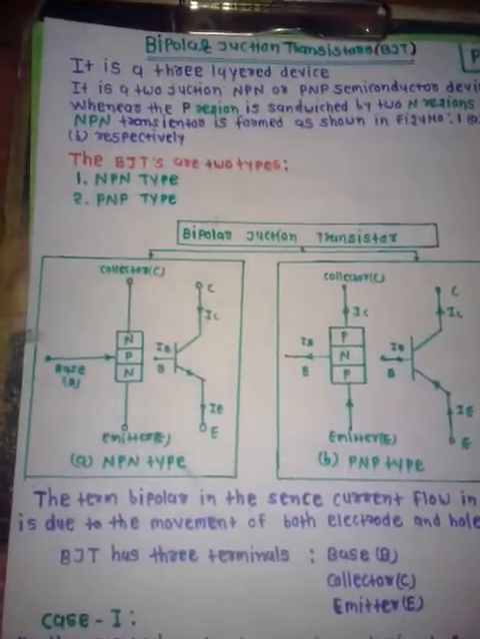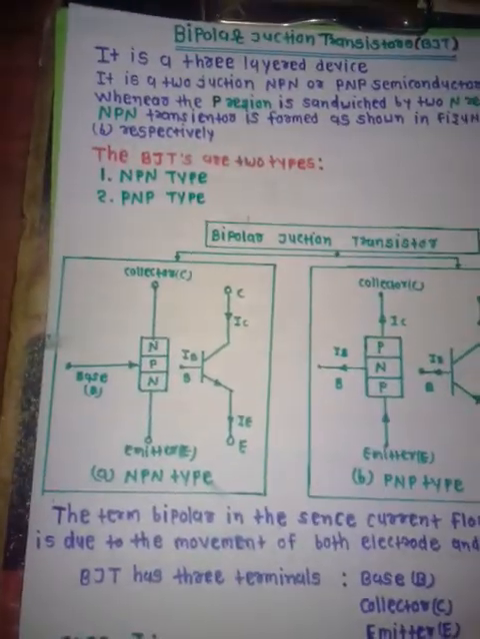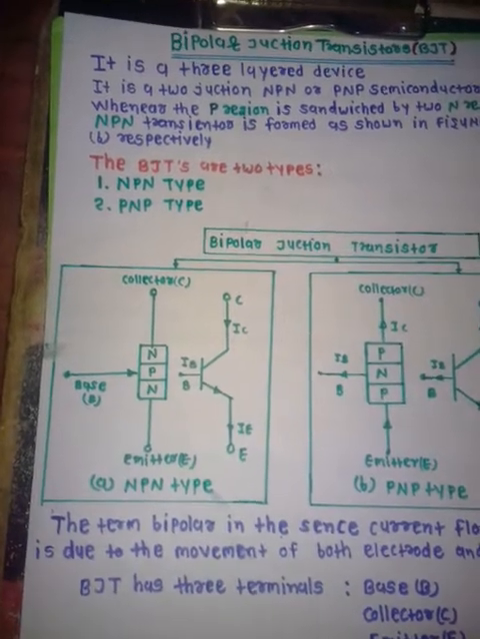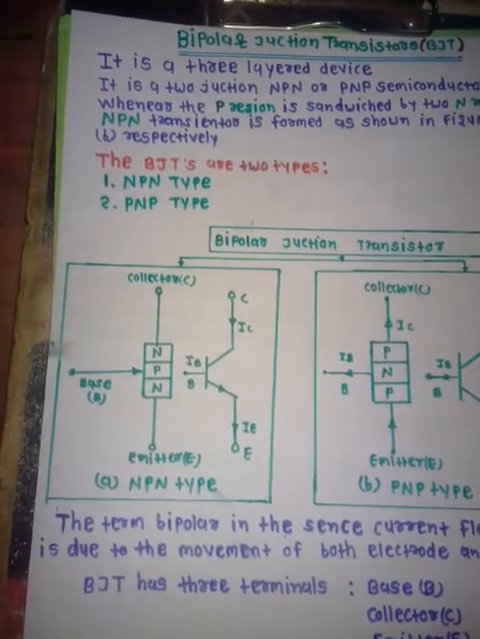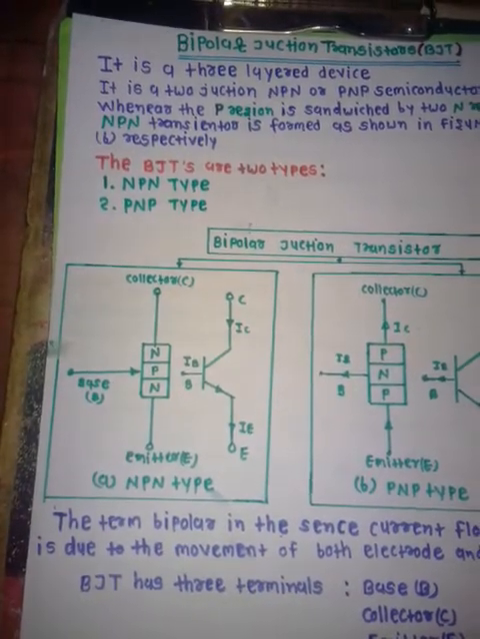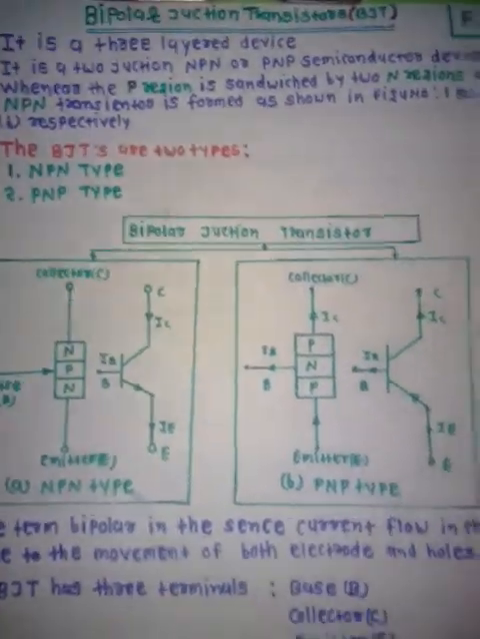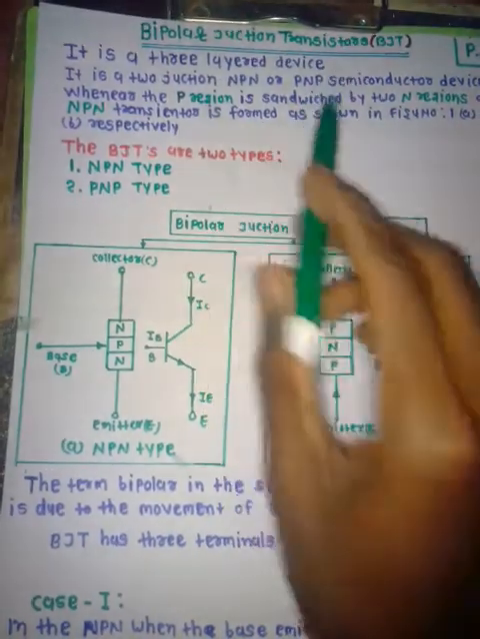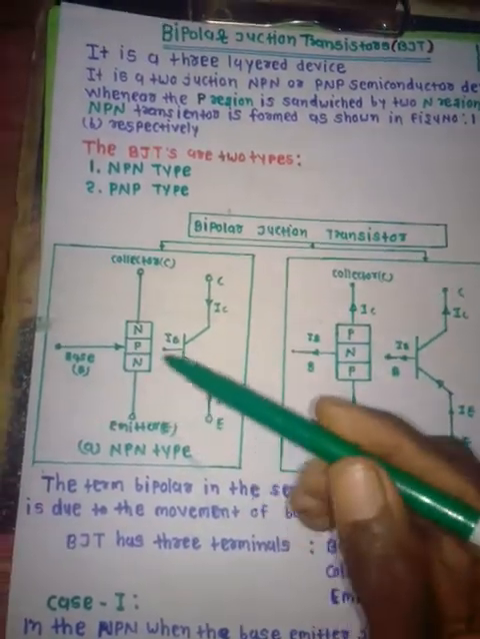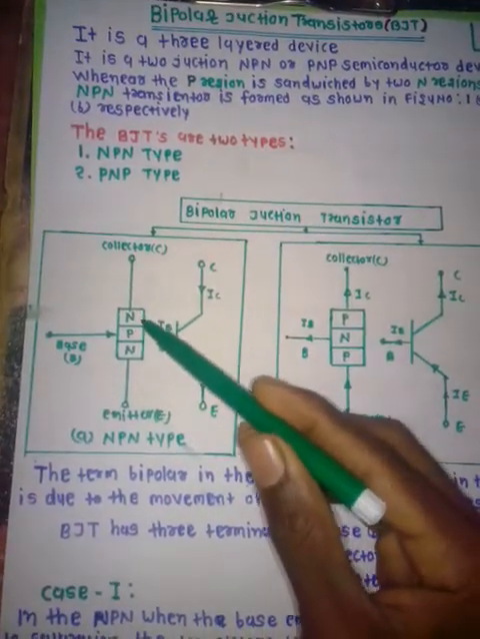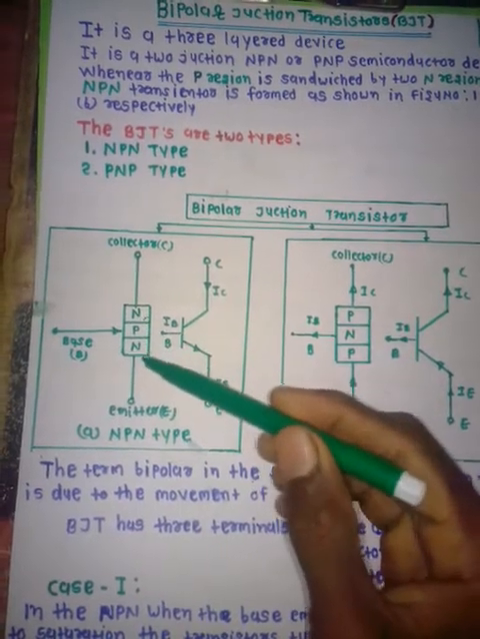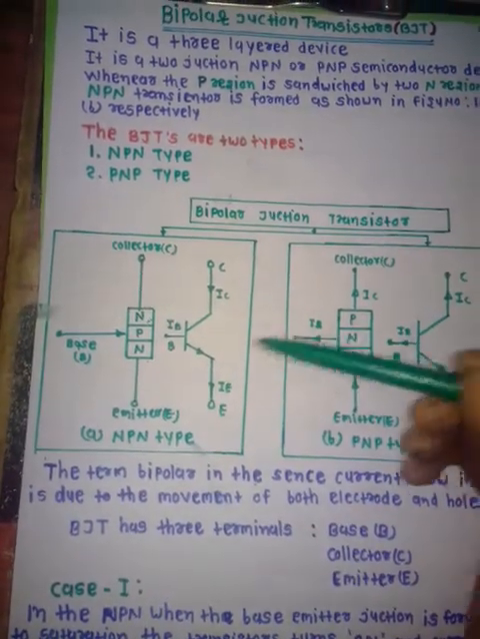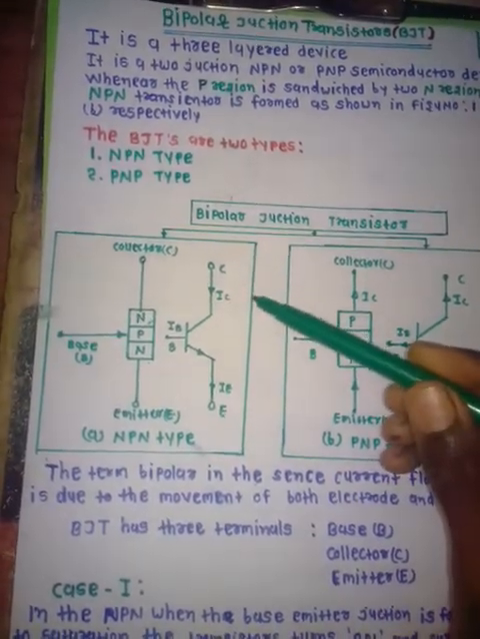Today we discuss this topic, the bipolar junction transistor, in short BJT. It is a three-layer device: 1, 2 and 3, with two junctions.